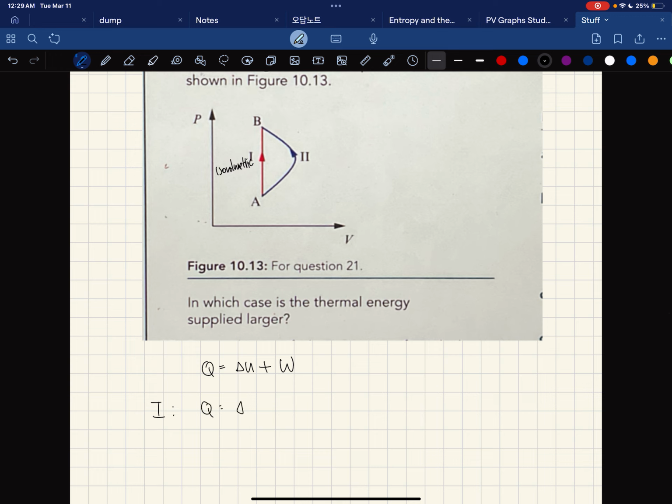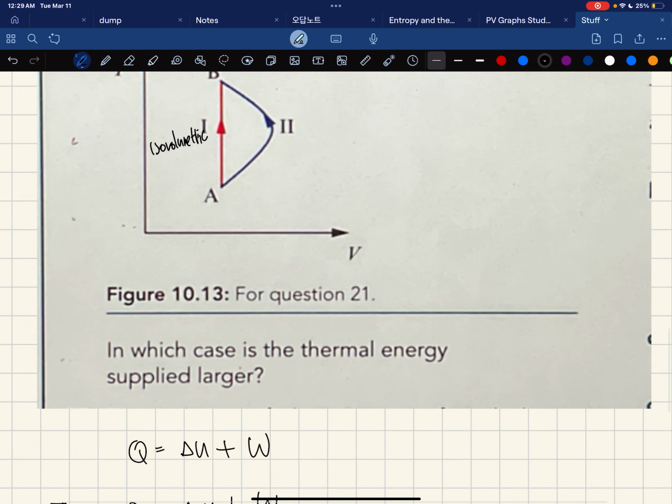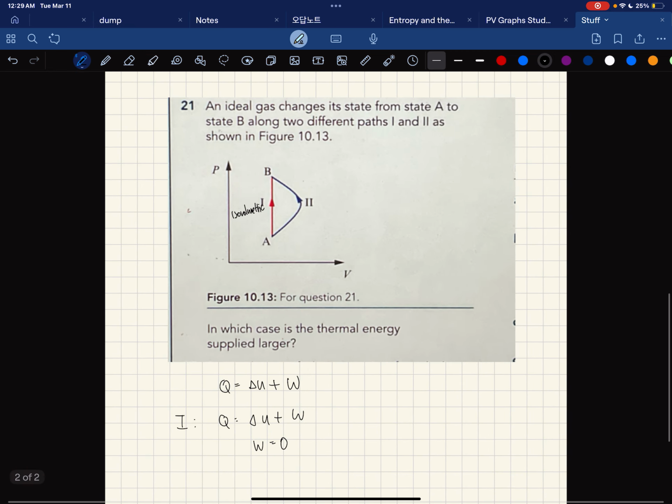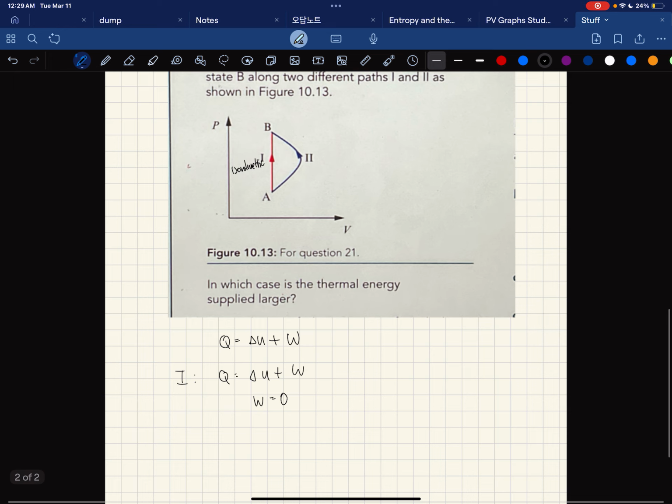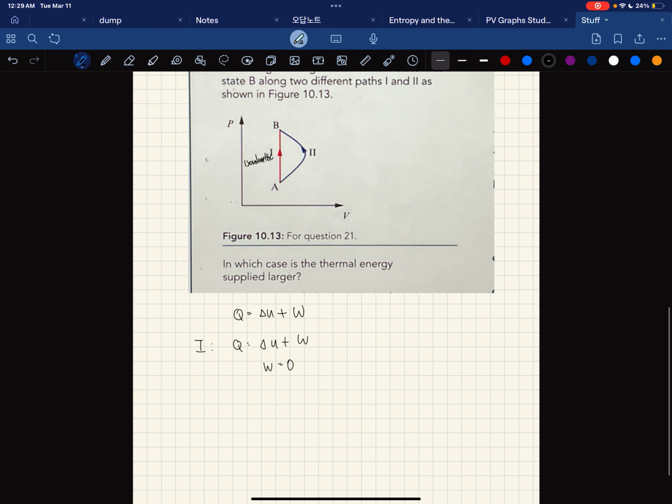Q is change in internal energy plus work done. We don't know Q for now, but we know that work done is 0. Why? Because there's no area under the graph. For all isovolumetric changes, work done is going to be 0. But for isobaric changes, where the graph looks like this, because pressure remains the same but volume changes, there is work done because there is an area under the graph. Anyways, so Q will be equal to internal energy.